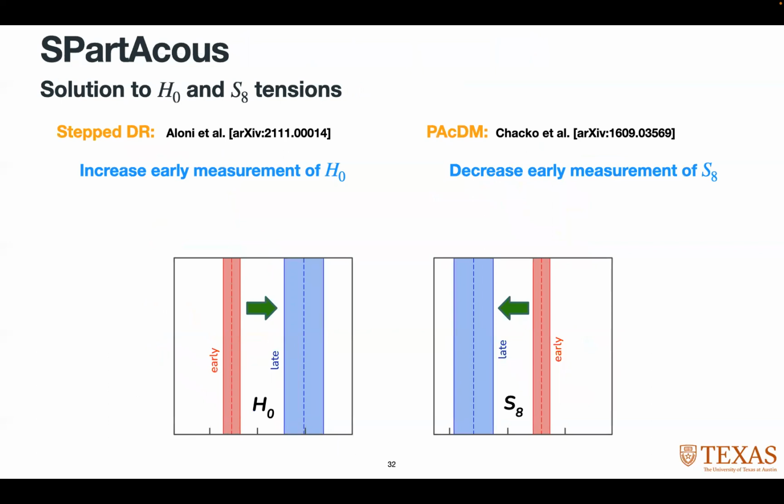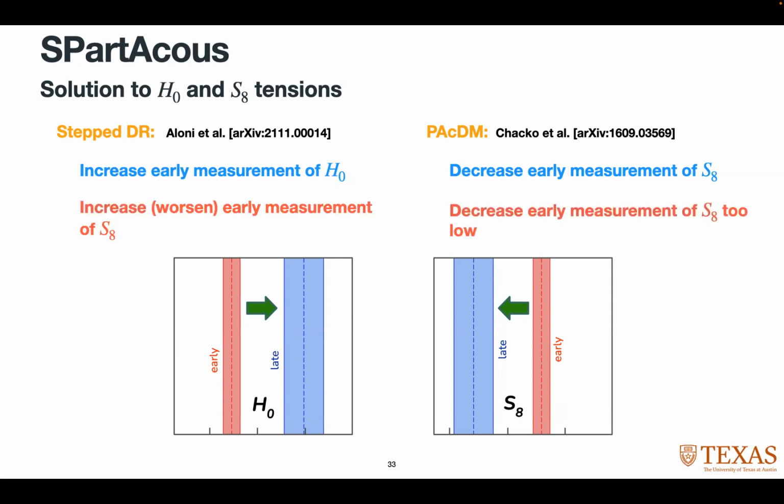Okay, then we have some ingredients to solve both problems, like the H0 tension and the S8 tension. By adding dark radiation, we can increase the radiation measurement for H0. And using this PAcDM scenario, we can decrease the early measurement of S8.